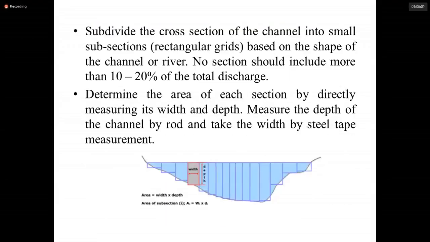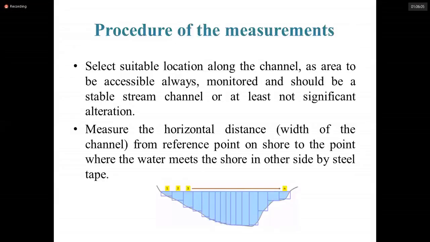So now we'll move to the procedure of the area velocity method. For the first step, as we already discussed, select a suitable location along the channel. The area should be always accessible, monitored, and should be a stable stream channel, or at least without significant alteration. So it's a stable one.